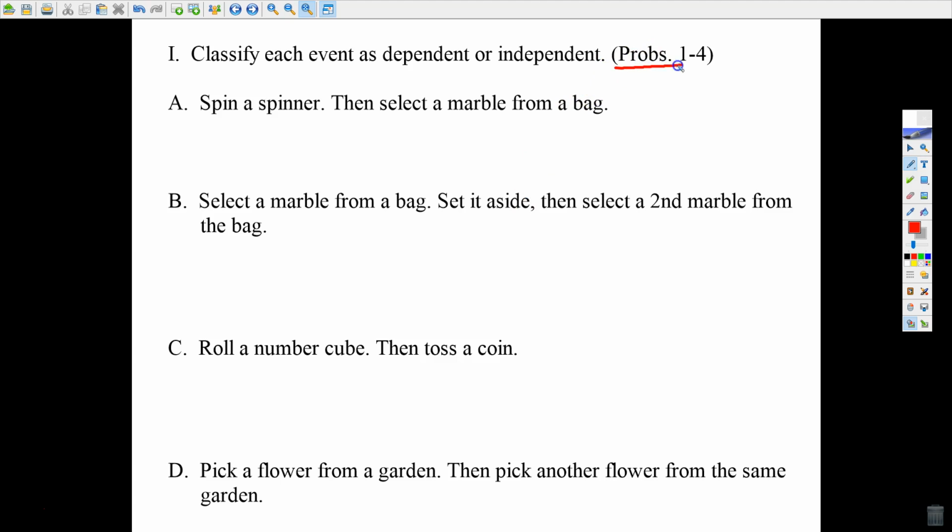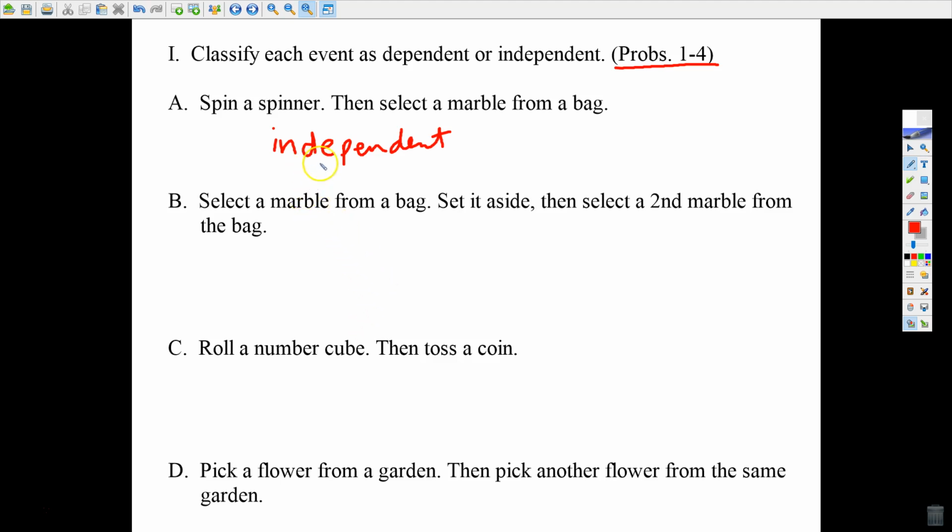Your first four problems on the assignment will be this kind of activity. There are two events described, so let's look at letter A. The first event is spinning a spinner, and then the second event is selecting a marble from the bag. Well, obviously, spinning a spinner has nothing whatsoever to do with the outcome of selecting a marble. So this is an example of what it means to be independent. These are independent events. Now, understanding independent and dependent will then help you take the next step in actually calculating the probability, which will be next.